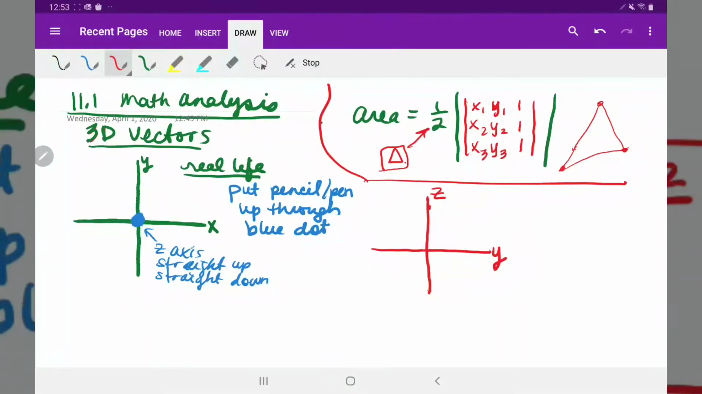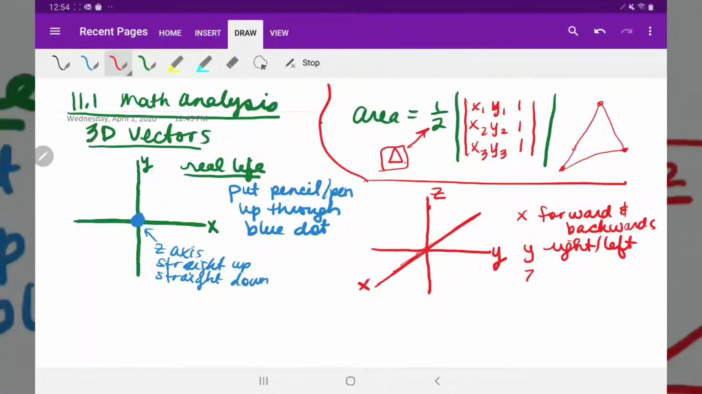I don't know if you can imagine the 3D of this. But the x is forward and backwards. Let me write that for you. The x is forward and backwards. The y is right and left. And the z is up and down.